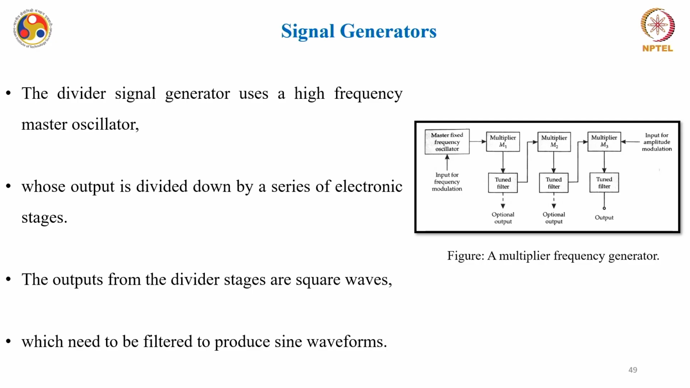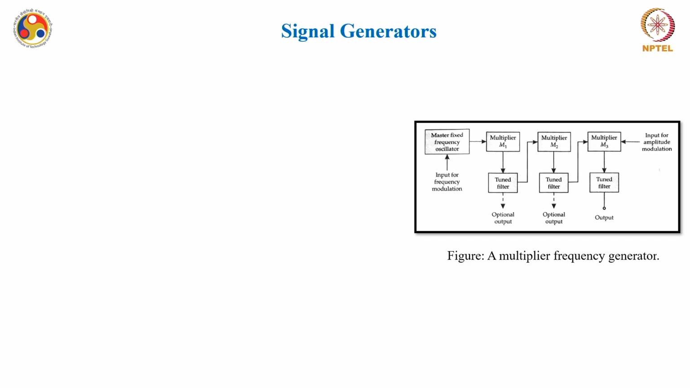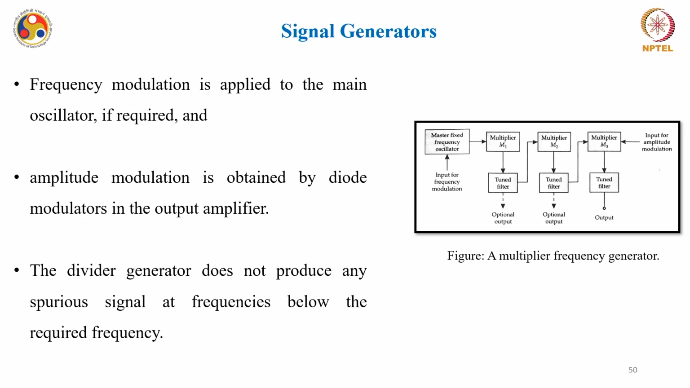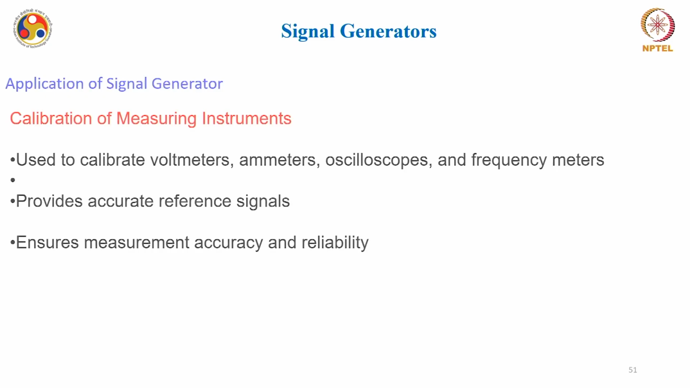The divider signal generator uses a high frequency master oscillator whose output is divided down by a series of electronic stages, and the output from the divider stages are square waves which need to be filtered to produce a sinusoidal output. Frequency modulation is applied to the main oscillator if required, and amplitude modulation is obtained by diode modulators in the output amplifier. The divider generator does not produce any noise signal at frequencies below the required frequency.